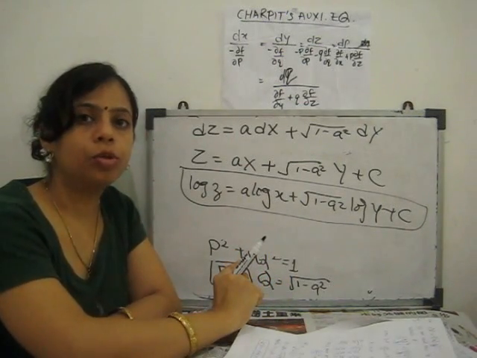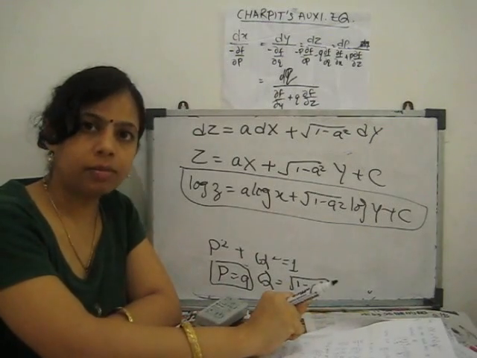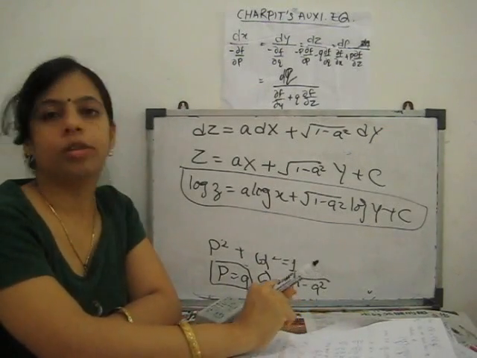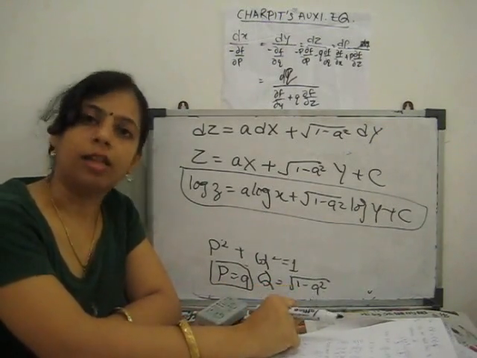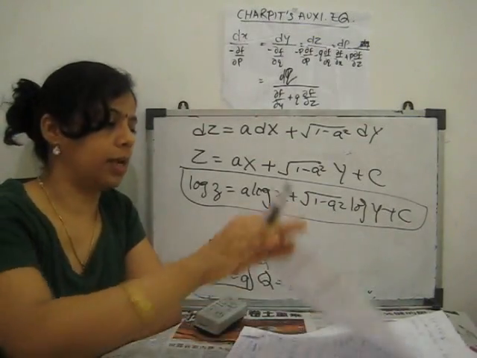So this is the reduced PQ form for any question. Sometimes we can reduce like this; if you know how to reduce, then you go with it, otherwise you go with the Charpit's method. It is not necessary to go with this method.